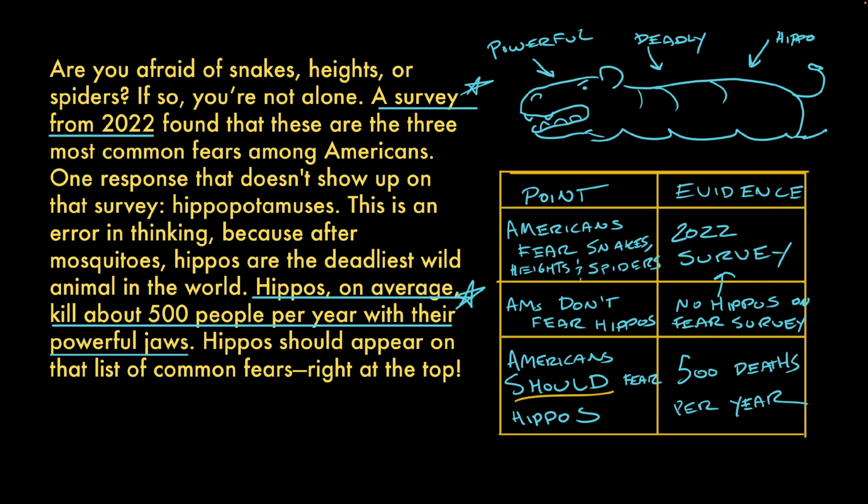Now, does this argument hold together? That's a different question. I'd say no, because there aren't a lot of hippos in North America for Americans to be chomped by. But we're just looking at how the argument works, not whether it convinces us. That's a subject for another video. So, when you're reading an argument, identify the separate points, identify the evidence, and see how they connect.